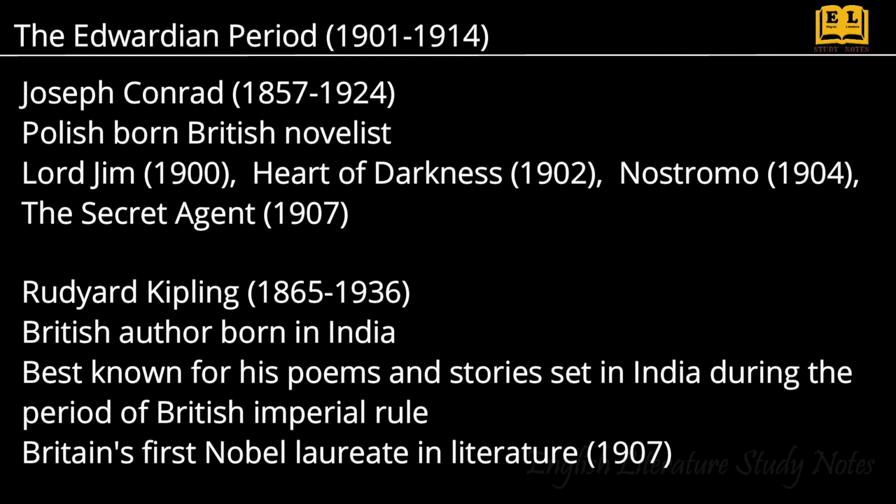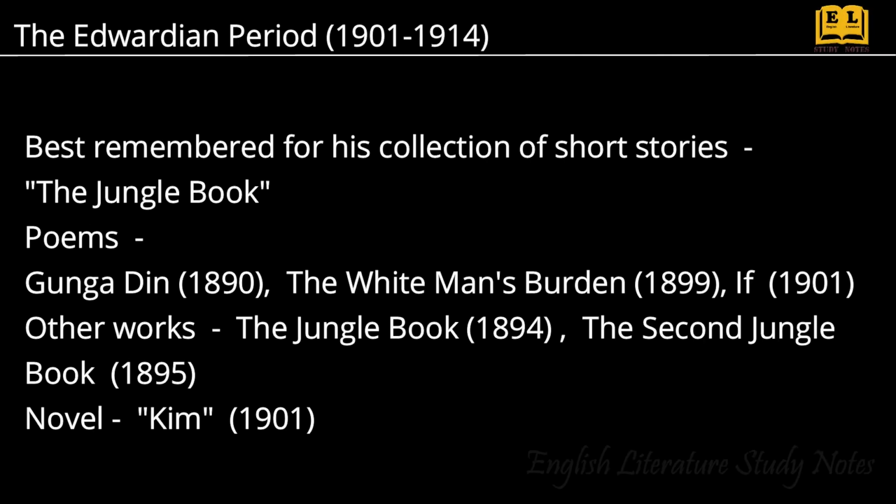Rudyard Kipling was a British author born in India. He is best known for his poems and stories set in India during the period of British imperial rule. He was Britain's first Nobel laureate in literature. Kipling is best remembered for his collection of short stories, The Jungle Book. Some of his poems are Gunga Din, The White Man's Burden, Eve, etc. His other works include The Jungle Book, The Second Jungle Book, and the novel Kim.